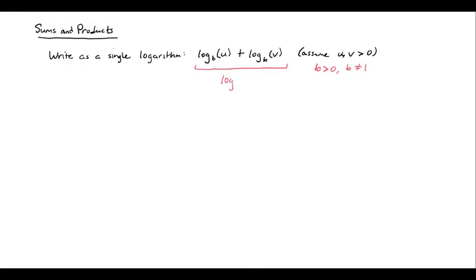So log base b of something. Now, depending on your prior mathematical experience, you may know of a way to do this, like you may know of a formula for this. But I want to talk about how we might think about this if we didn't know of a formula. So I just want to think about what we can figure out about this expression, log base b of u plus log base b of v.